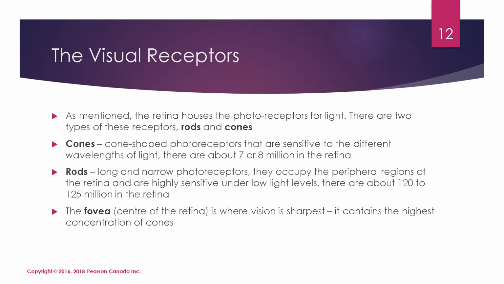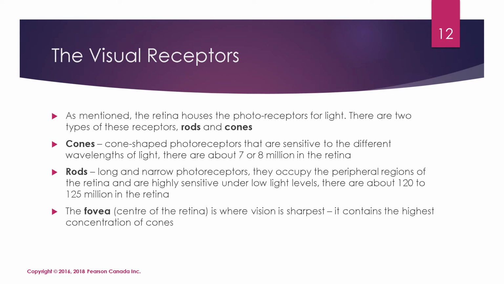So as mentioned, the retina houses these photoreceptors for light. There are two different types of receptors, and you should definitely know what they are and know the difference between them. So we have our cones, which are our cone-shaped photoreceptors, implied in the name, that are sensitive to different wavelengths of light. I usually ask this question in class, but I'll pose it to you and answer it very quickly myself. If they are sensitive to wavelengths, what do you think the cones are good at?